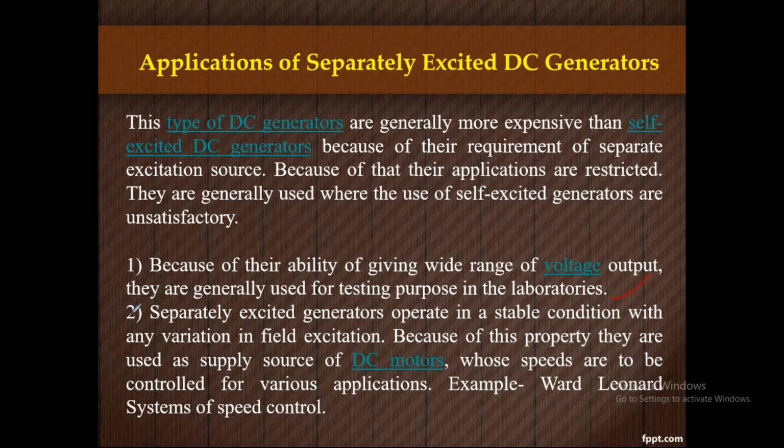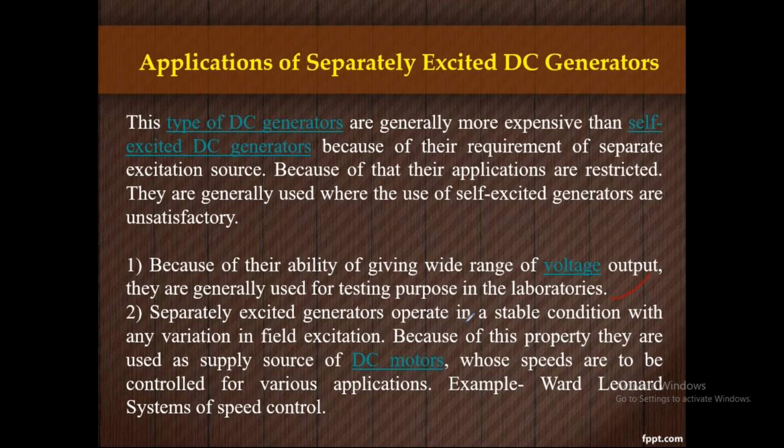And the second one is that the separately excited DC generator is operated in a stable condition with any variation in field excitation. Why? Because if you compare self excitation and separate excitation, self excitation depends on how much flux is available on the poles. But in the case of separately excited, we can give the excitation we require based on our convenience. మనకి ఎంత కావాలో అంత ఎగ్జైటేషన్ ఇవ్వచ్చు. But it is not possible in self excitation. Okay, self excitation లో మనం ఏం చేంజ్ చేయలేం.